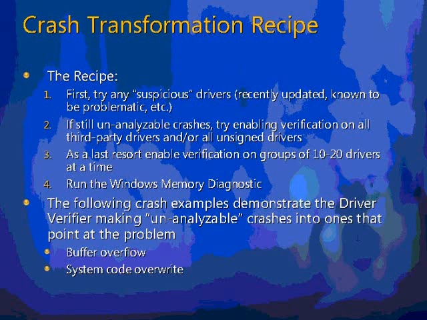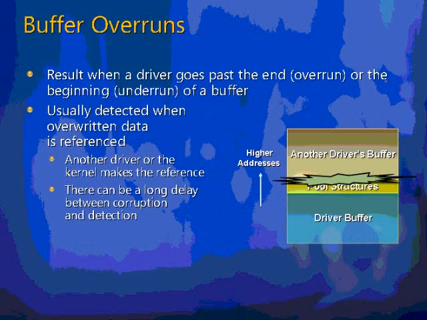So I'm going to show you two examples that transform an unanalyzable crash into an analyzable one, starting with the buffer overflow. Buffer overflow is a very common bug for Windows programmers that program in C or C++. It's very easy to accidentally go off the end of an array, one entry too far. And if you do that in a driver, you go past the end of your driver buffer and you end up either in the pool tracking data structures, the heap manager structures, or another driver's buffer, which is the case that I described in that scenario where you've got your CD-ROM player and your audio driver. There can be a really long delay between corruption and detection. Let's go see just how long the delay can be.